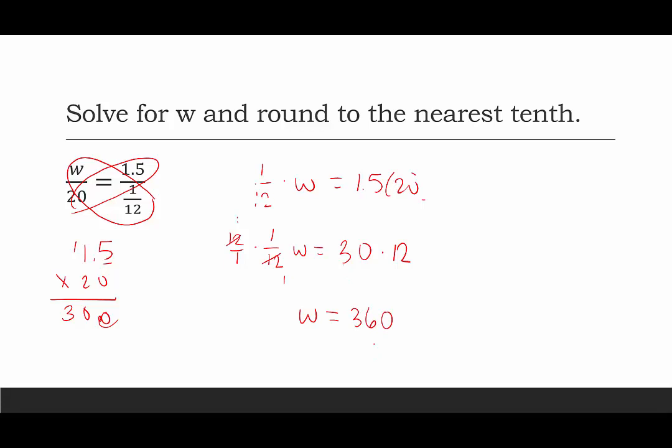And it's exact again. So what do we do when it says round to the nearest tenth? We're just going to add the tenths place by putting a 0 there. And we have w is equal to exactly 360.0. These have been examples of solving proportions and rounding our answer to an indicated place.